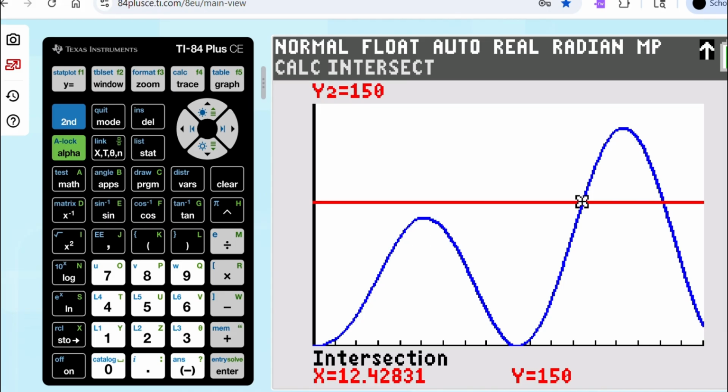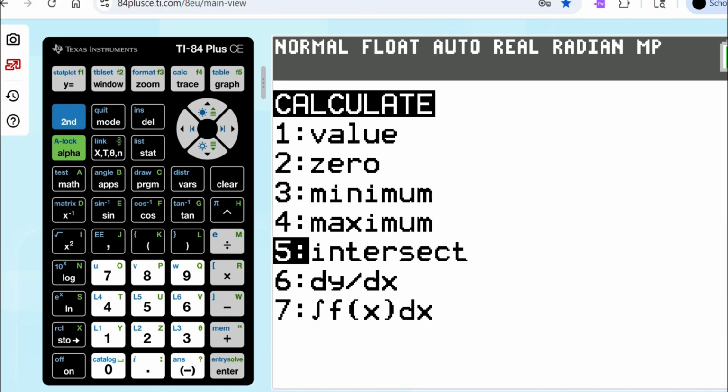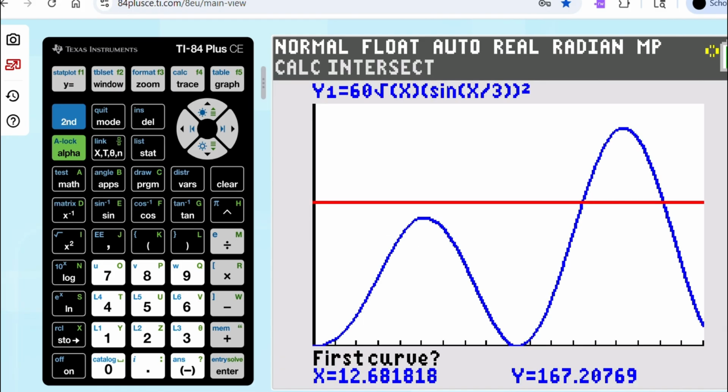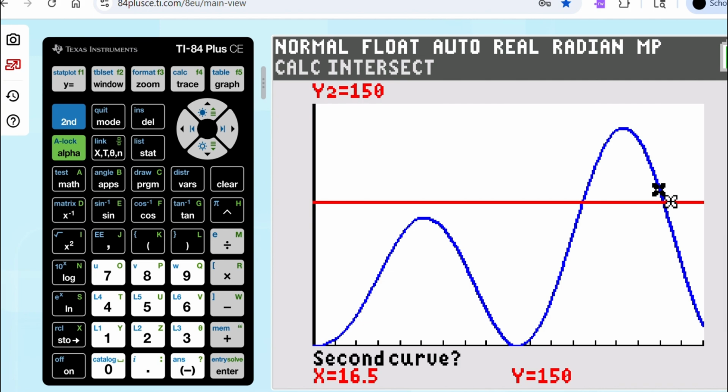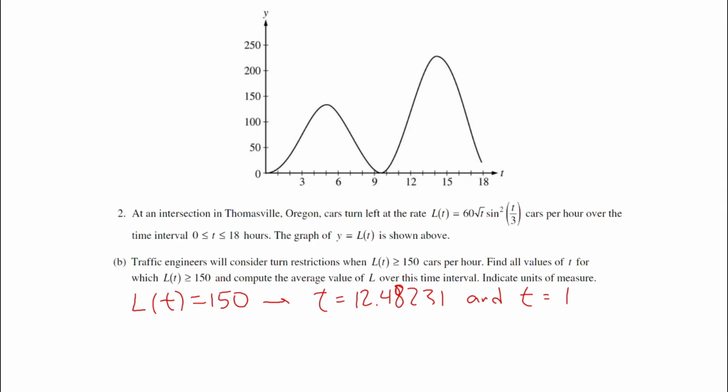We'll do the same thing, second trace, option number 5 for intersect. Now just scroll over close to the other one, hit enter, go a little past the other one, hit enter, and a third time hit enter, and you got 16.121657. So those are the two times when L equals 150.